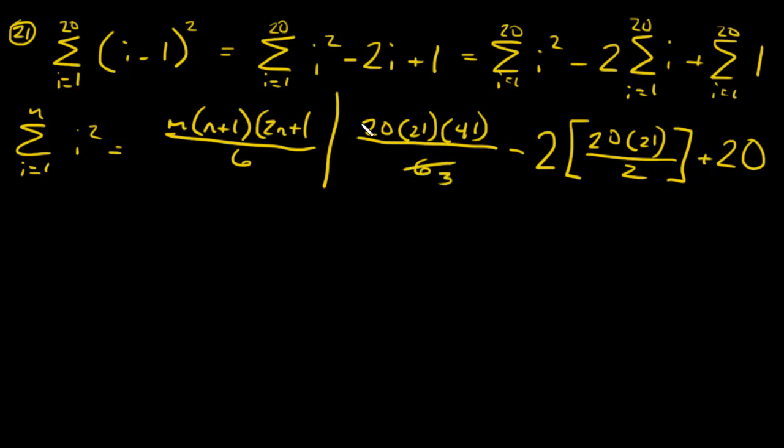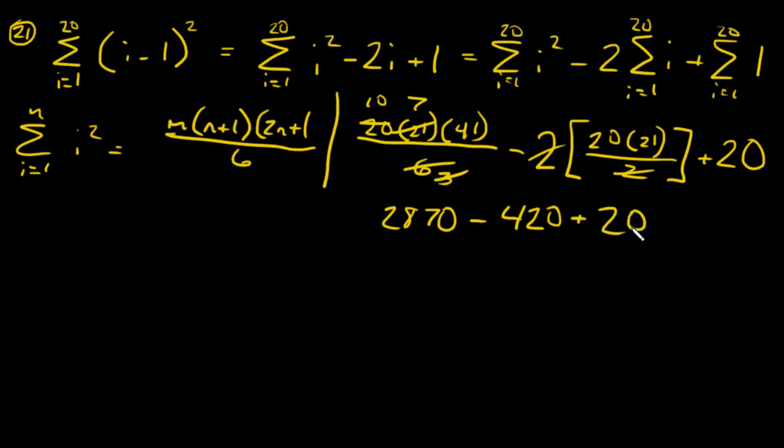If I make that a 10, the 3 will go into 21 7 times. So I'm going to get 70 times 41. Oh gosh. 70 times 41. 2870? I think that's right. 2870 minus 2, cancel that 2. 21 times 20 is, what is that, 420?